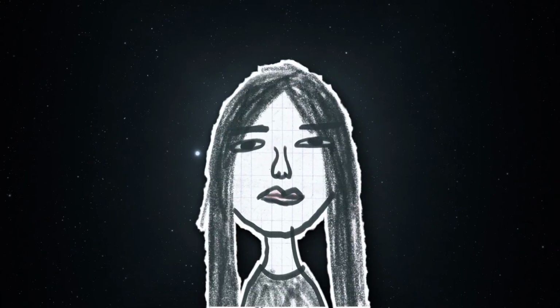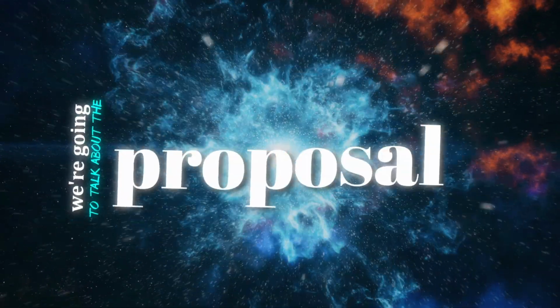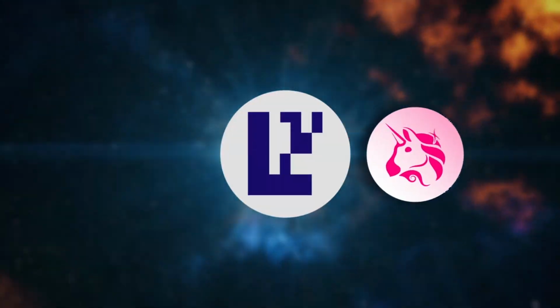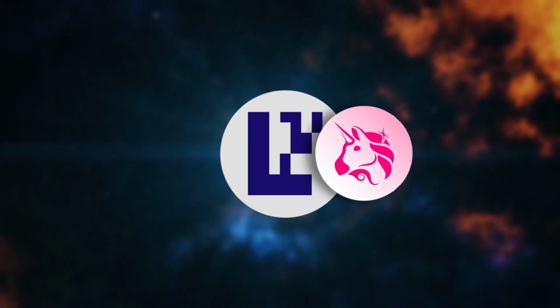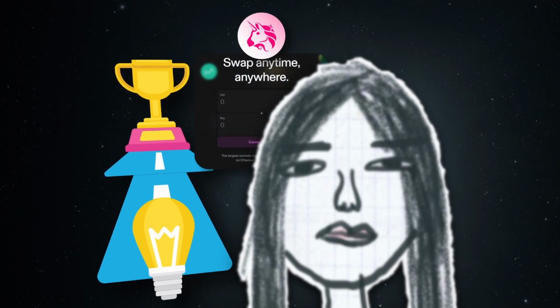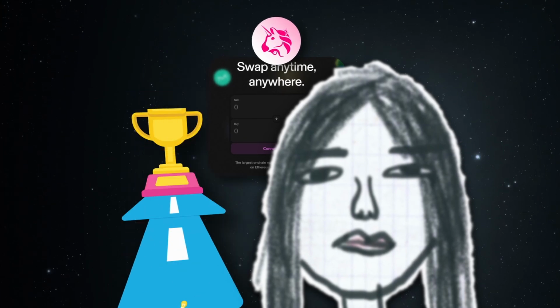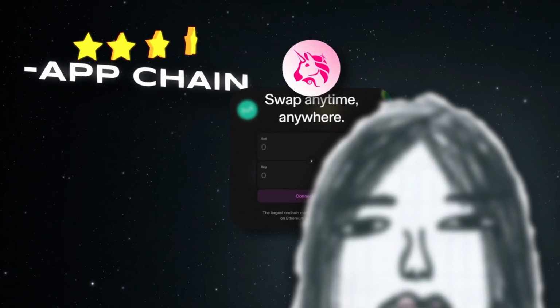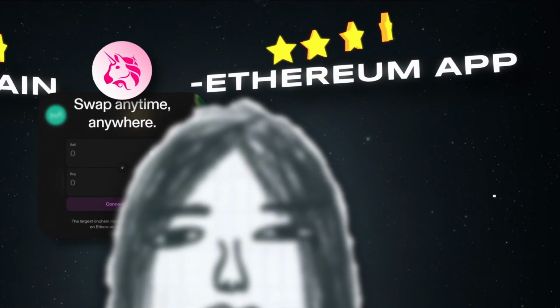Hello Cosmonauts! In this video, we are going to talk about EigenLayer's proposal to bring Uniswap v4 hooks to AVS. As we will see, it is a very unique proposal that significantly improves Uniswap by giving it the advantages of an app chain while maintaining its application on Ethereum and its L2s.